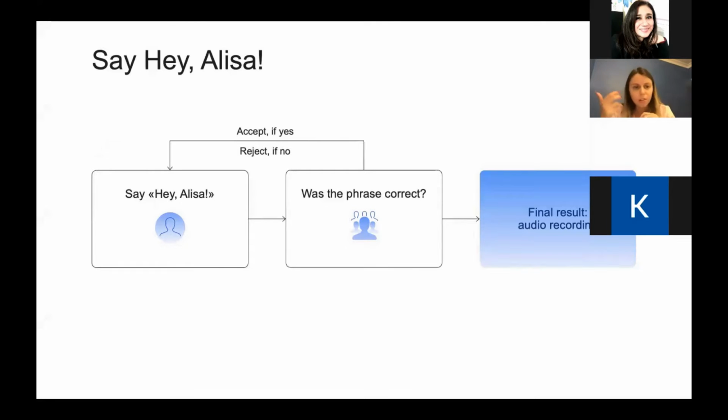You ask Tolokers to say, hey, Alisa. It's the general phrase to activate your voice assistant. Then you use post verification and ask different Tolokers to answer whether the phrase is correct. And then you get the final result: a very big data set of voice activation phrases, like, hey, Alisa.